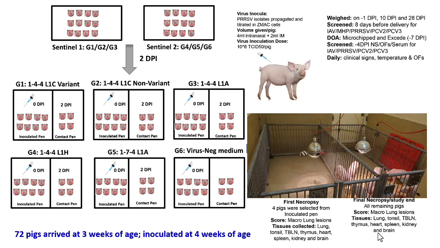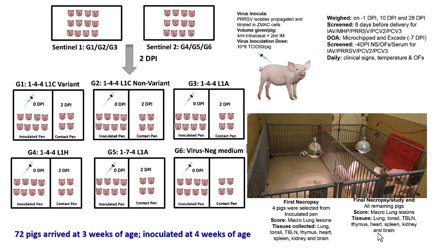For the experimental design, 72 PRRS naive pigs at 3 weeks of age were used. First, 48 pigs were divided into 6 rooms with 8 pigs per room. These 48 pigs were inoculated with the corresponding isolate, both intranasally and intramuscularly. Each pig received 6 log of the virus, again based on the ZMAC titration.